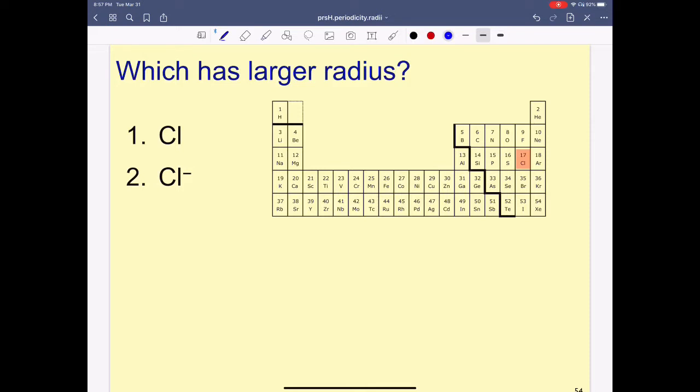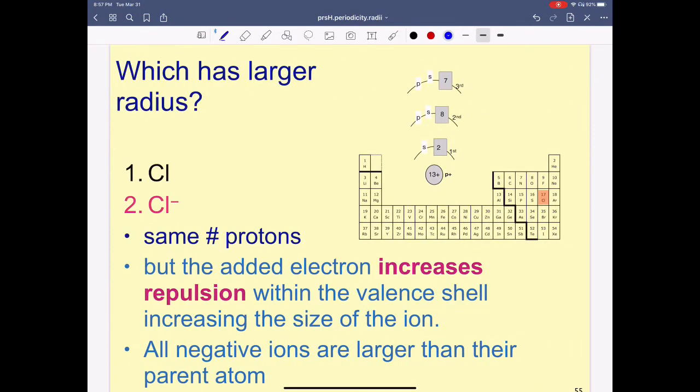Next, let's consider anions. The chlorine or chloride ion and the chlorine atom. Here you'll find that in the periodic table. Pause, consider, make a decision, and we'll look at the answer. So hopefully you chose the chloride ion or anion.